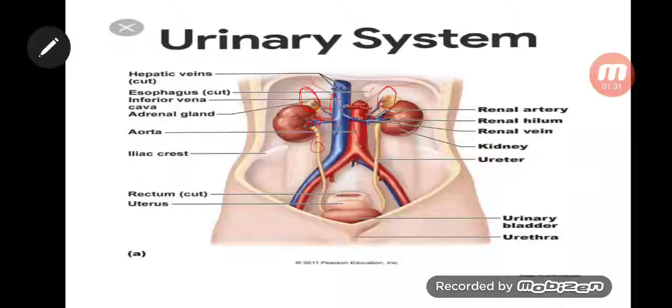Downward, we have the ureter, which crosses the iliac artery and vein to reach the urinary bladder. The urinary bladder is anterior to the uterus in females, and behind the uterus there is the rectum.